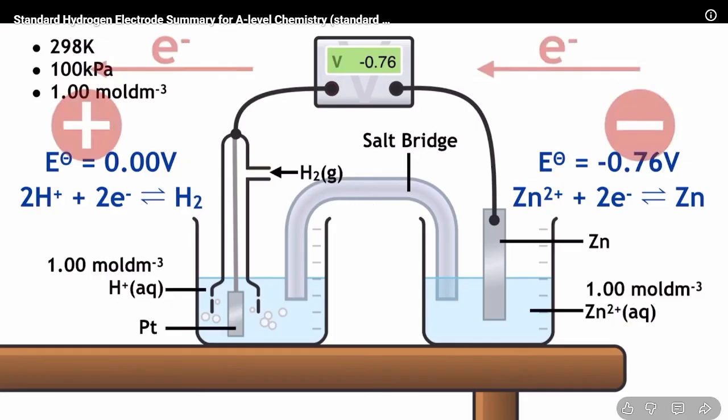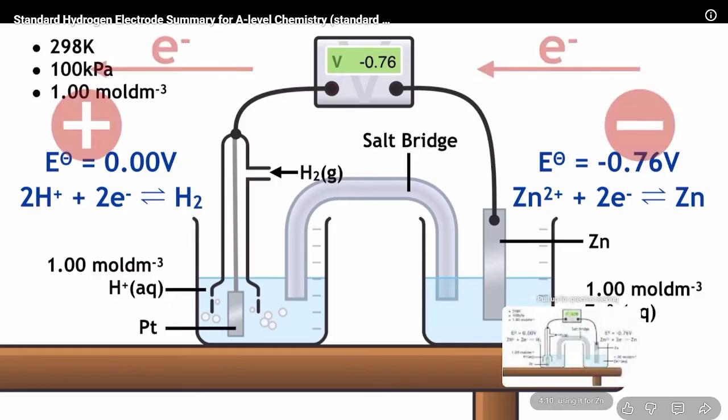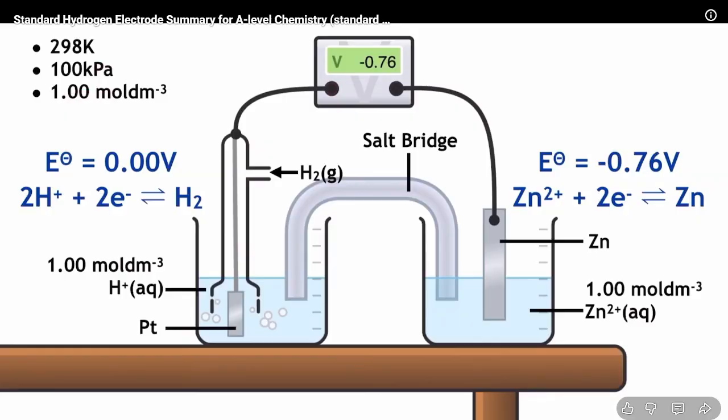Okay, so in this case, who is the cathode and who is the anode? Hydrogen is the cathode and zinc is the anode because hydrogen has the higher reduction potential. Okay, very good. All right, we're almost done with this.